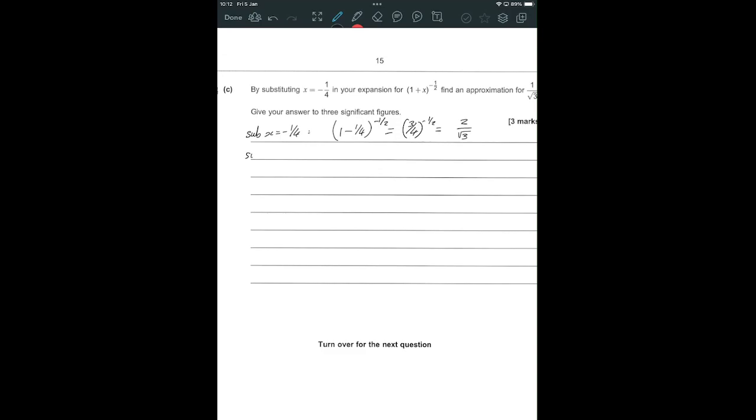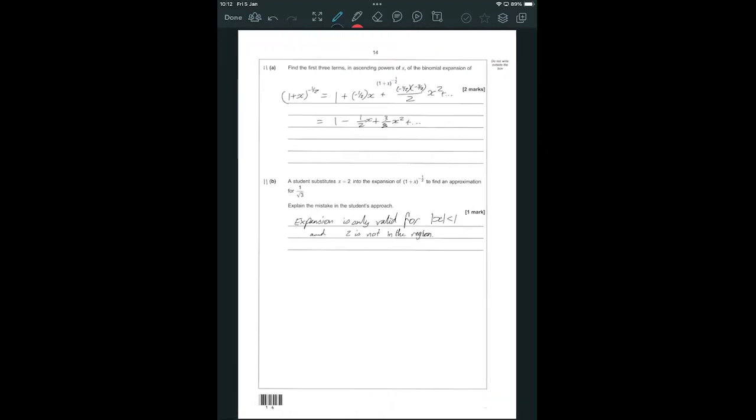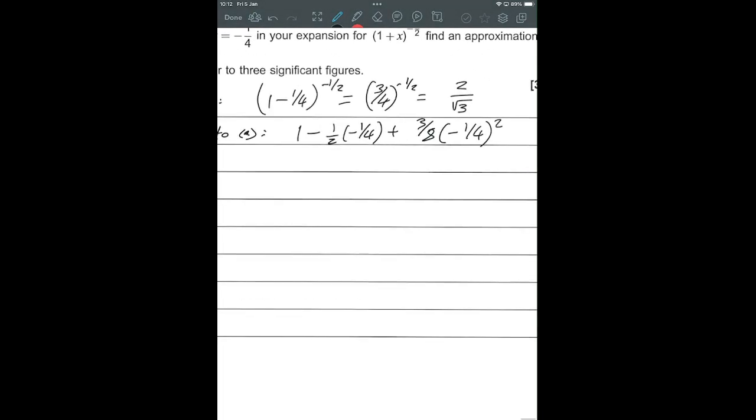Well then let's sub that negative a quarter into part A. That was the expanded version. So that was 1 minus a half of the negative a quarter plus 3/8 of the negative quarter squared. And my calculator is going to tell me an answer: 1 plus, that'll come out as plus 1/8 plus 3/8 times the quarter squared. I'm going to leave it as a fraction, 147 over 128.